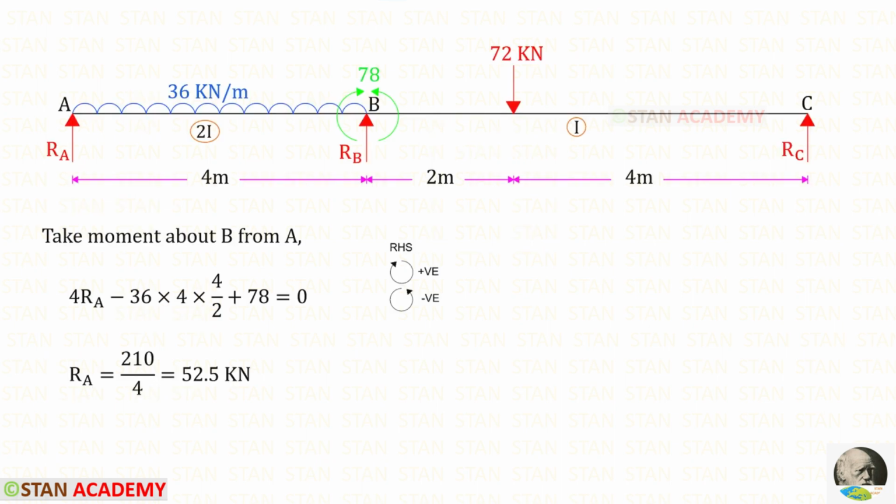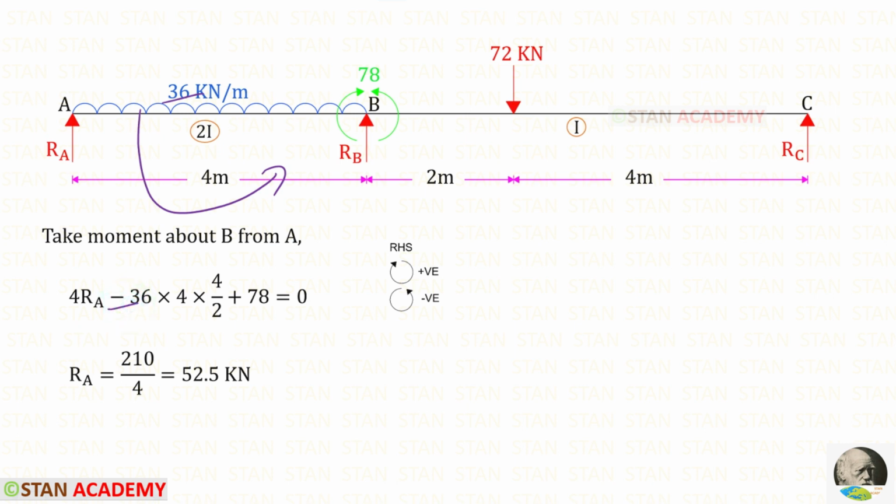Now let us take the real beam. Using MP, we can find the vertical reactions. To find RA, let us take moment about B. RA is acting in the clockwise direction so it will be positive and the distance is 4. For the UDL, it is acting in the anticlockwise direction so it will be negative.